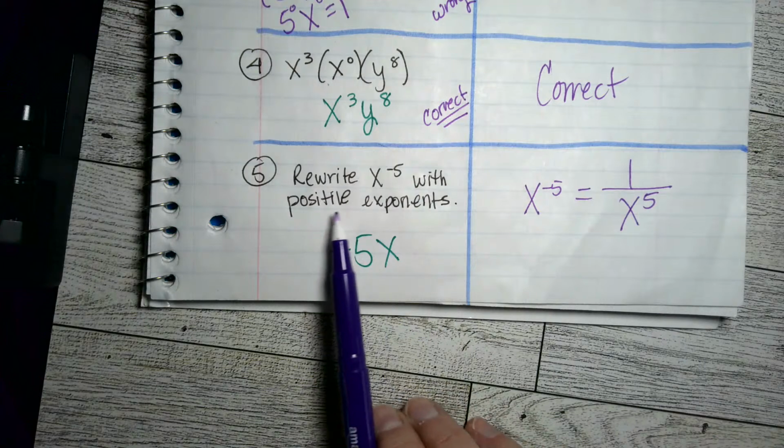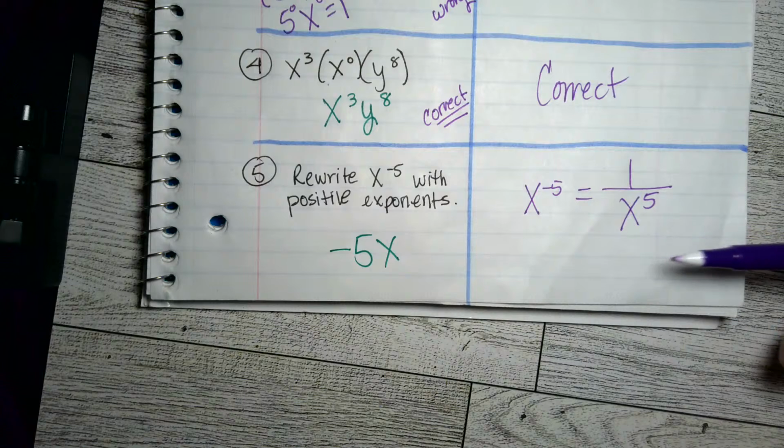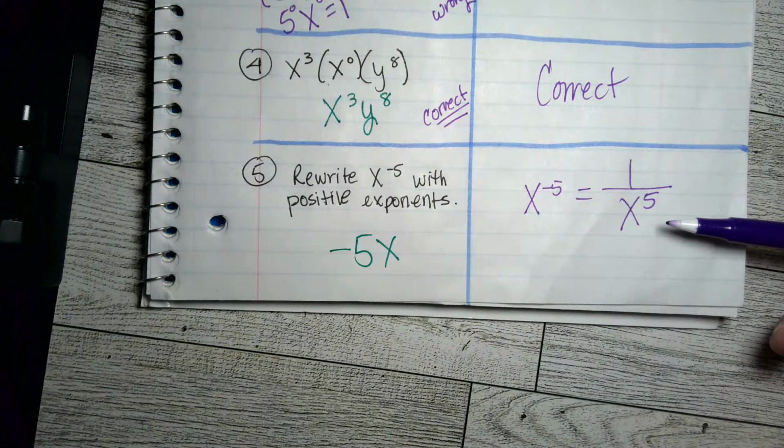When they say rewrite with positive exponents, you see me doing it, that means now you've seen it. You need to remember that. It's in your notes, so you don't have to totally memorize it, but this is what they're talking about doing.